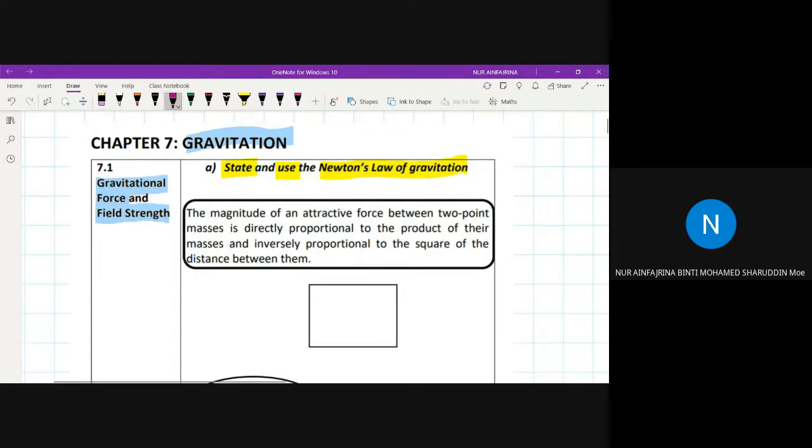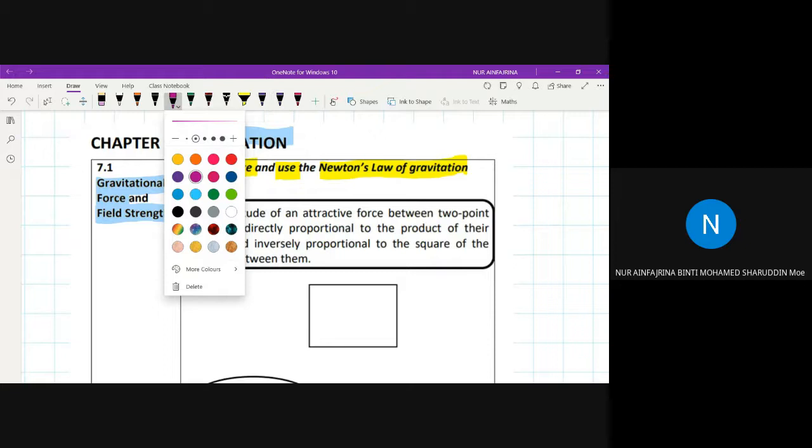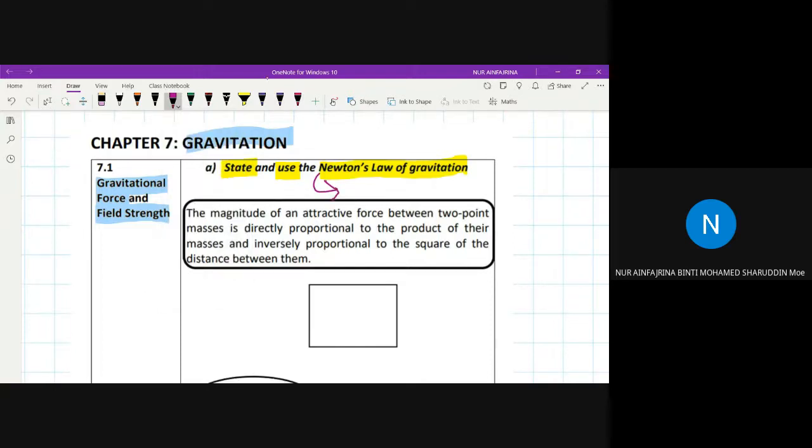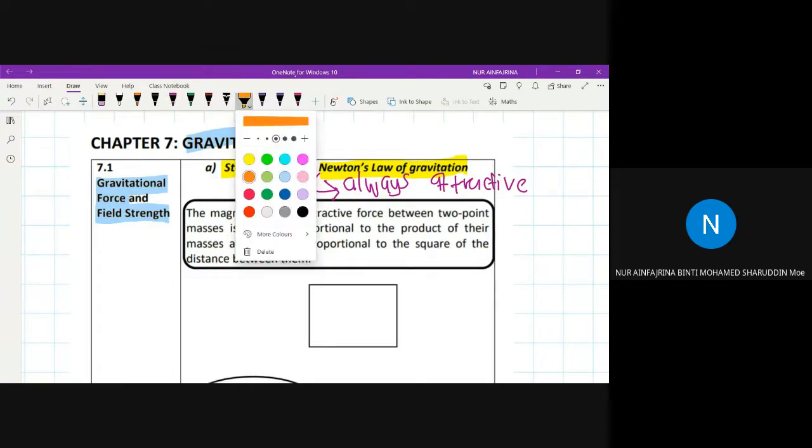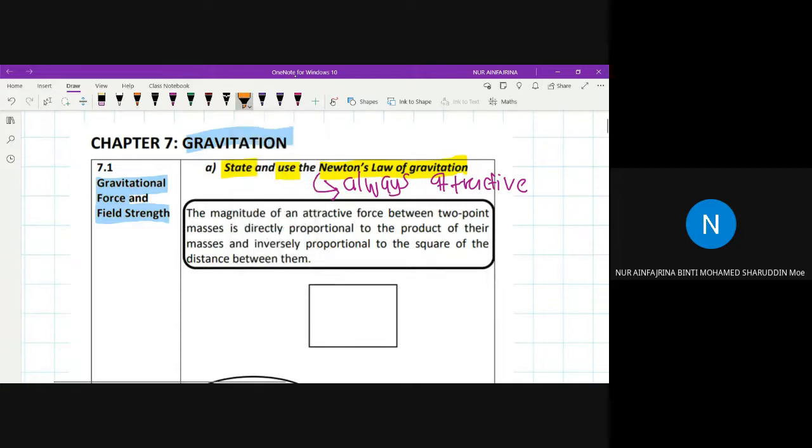Okay, actually bila kita cakap pasal Newton law of gravitation, one thing that yang korang kena tahu adalah dia always attractive. Okay, always attractive. Excuse my handwriting. Okay, now, so what is Newton's law of gravitation? Okay, Newton's law of gravitation adalah magnitude of an attractive force between 2 point masses.